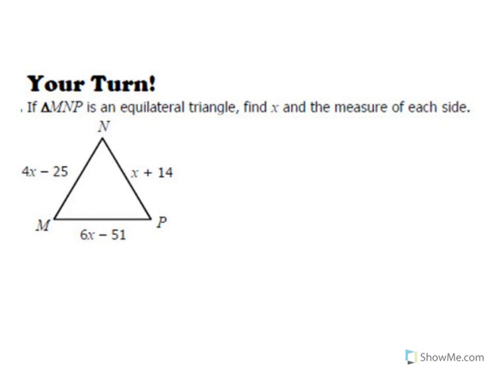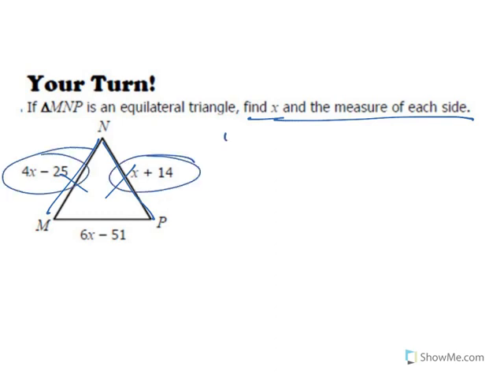Okay, so once again, I don't know the measure of each side. That's what we're asked to find. Actually, we're asked to find x and the measure of each side. Again, if this side and this side are congruent, well, I can say 4x minus 25 equals x plus 14. That's exactly what I'm going to do.